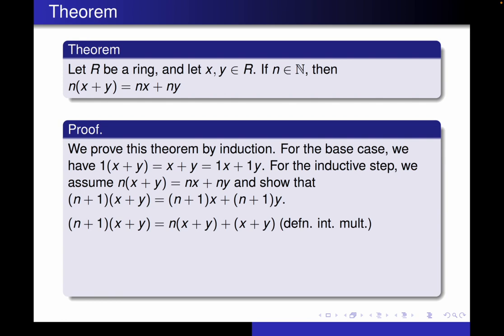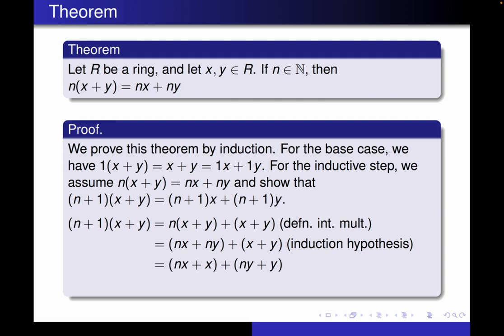Now we're going to apply the induction hypothesis to n times (x plus y). We get nx plus ny. And again, this is by the induction hypothesis. Now we're going to use the commutative and associative properties to combine the x's and combine the y's. We get (nx plus x) plus (ny plus y). And of course, that is by the associative and commutative properties.